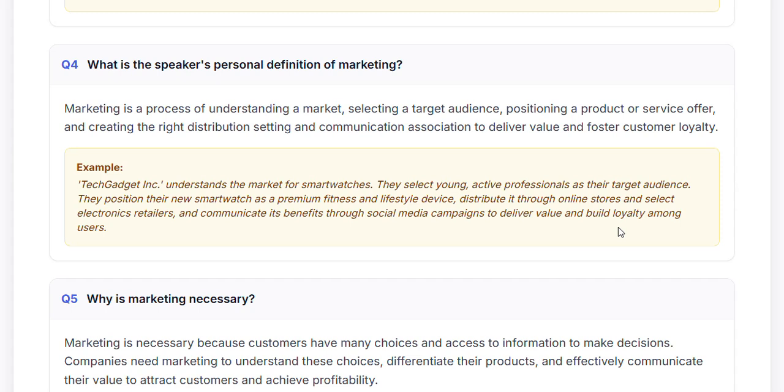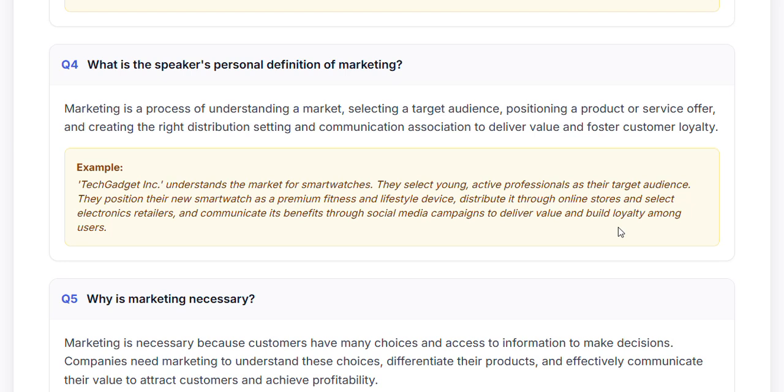Okay, so now we jump into number four. What is the speaker's personal definition of marketing? In general, someone always defines things by interpreting with their own understanding. So yes, marketing is the process of understanding the market, selecting a target audience, positioning a product or service offer, creating the right distribution, and communication to deliver value and foster customer loyalty.